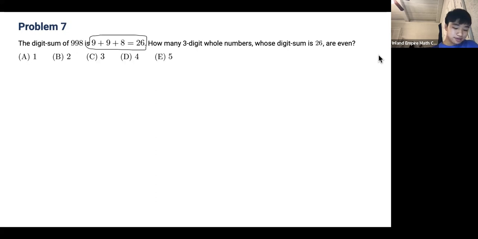And if we want to have an even 3-digit number, all we need to know is whether the units digit, this 8, is even. If this 8 is even, of course it's even. This is pretty simple stuff.